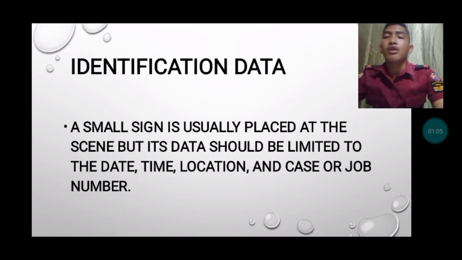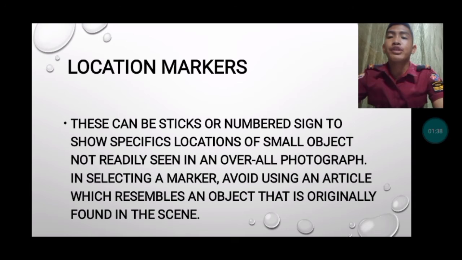Identification data. When we say identification data, it is a small sign usually placed at the scene, but its data should be limited to the date, time, location, and case or job number. Identification data is the information we gathered in a crime scene: what time, what happened, and why did the criminal do that? That is identification data.